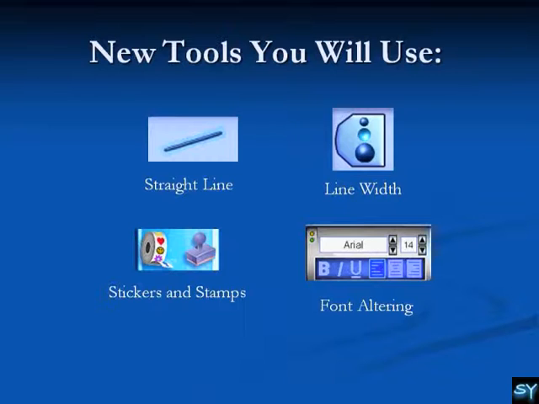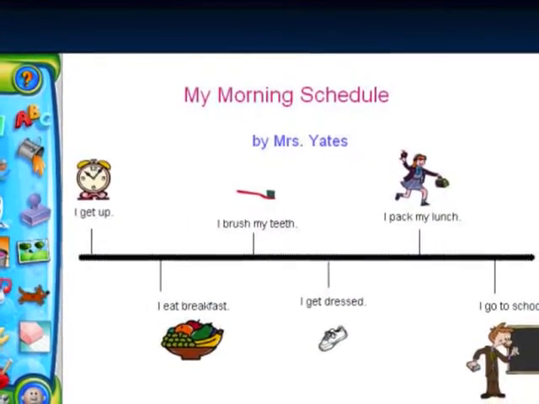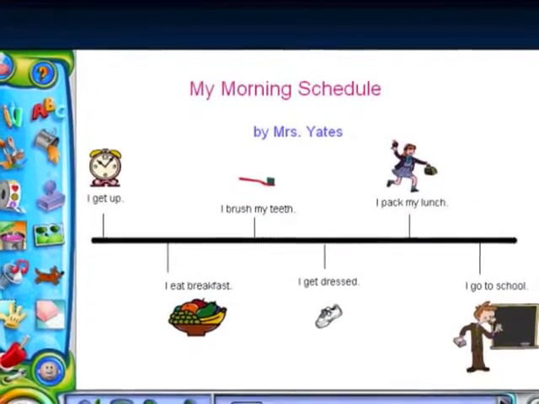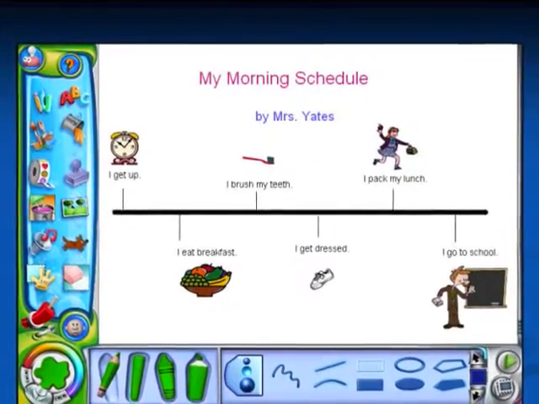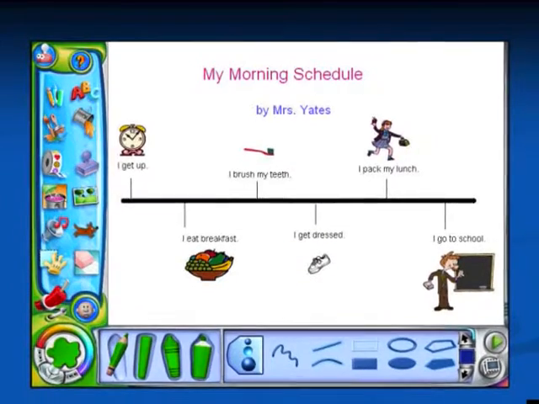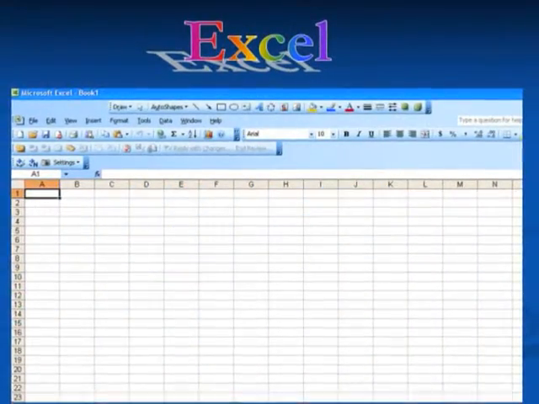After we've entered our descriptive text, we'll alter the size, style, and font of our text using the drawing toolbar. This is my example of the timeline we'll be creating this week. We'll print these and take them home when they're finished. I want you to start thinking about the things you do every single morning that could be added to your timeline.